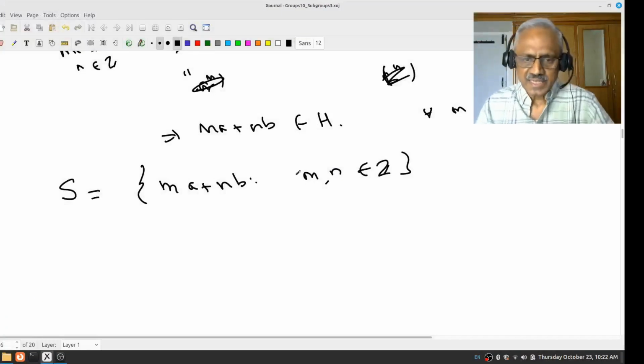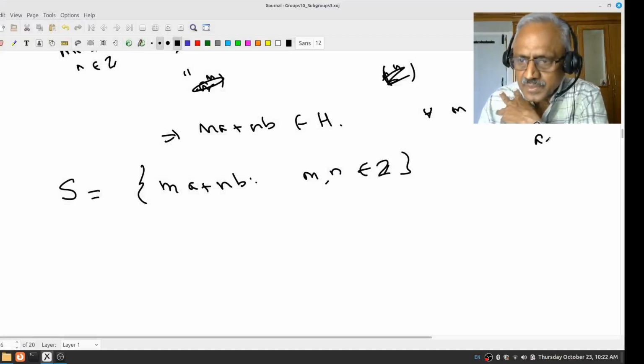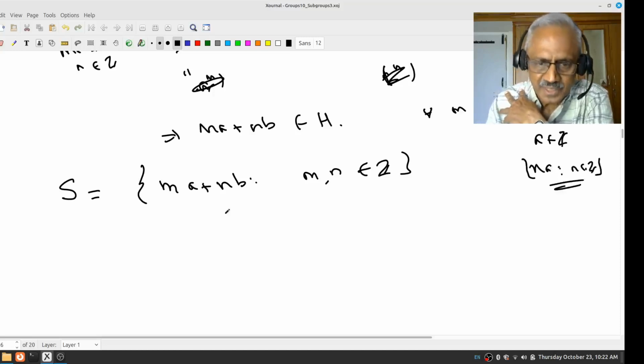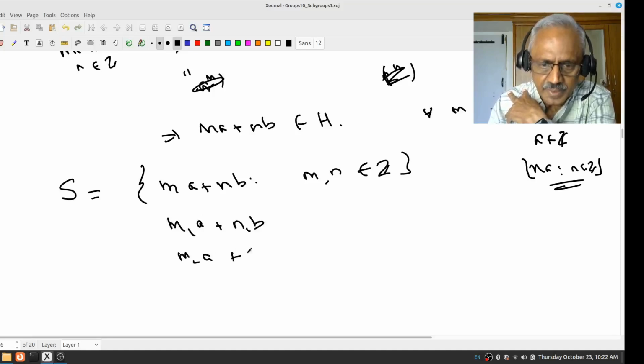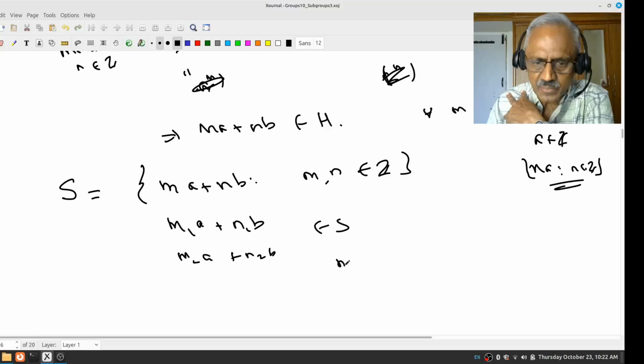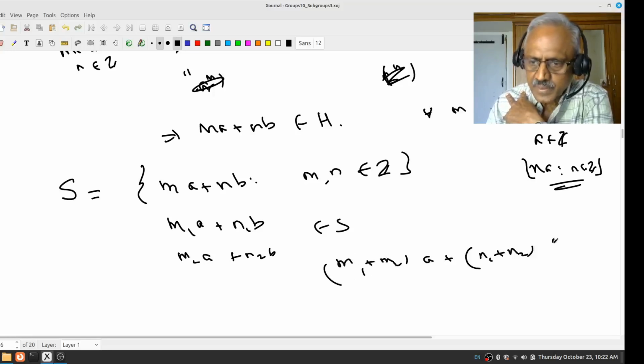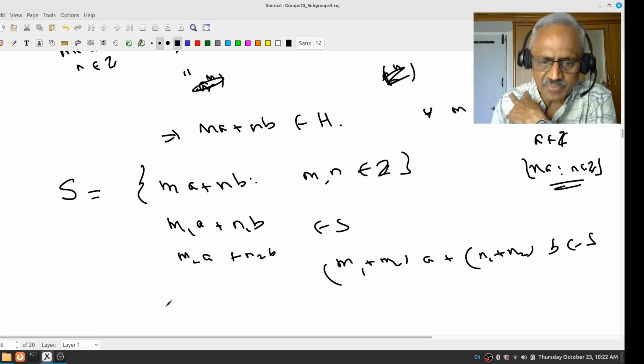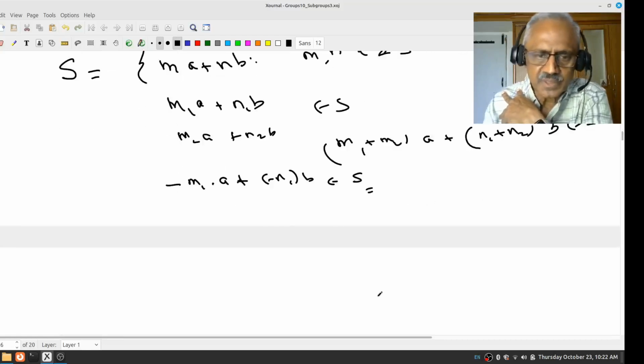Like in the last case, in the case of a in Z, we found na. This collection as n varies is already a subgroup. So here also we can say the same thing, because if I have m1a plus n1b and m2a plus n2b, both in S, their sum will be (m1 plus m2) times a plus (n1 plus n2) times b. Therefore, that's also in S. And its negative will be minus m1 times a plus minus n1 times b. That is also in S. Therefore, S is already a subgroup.